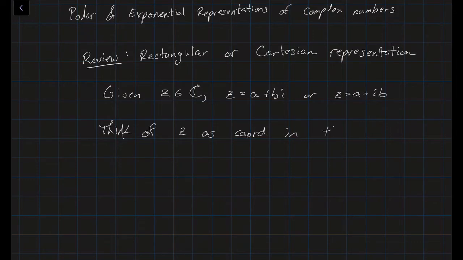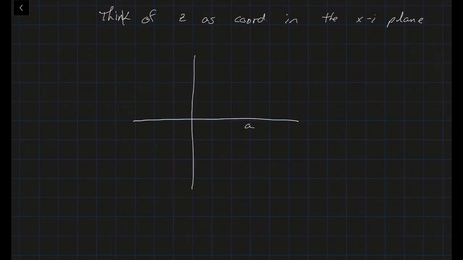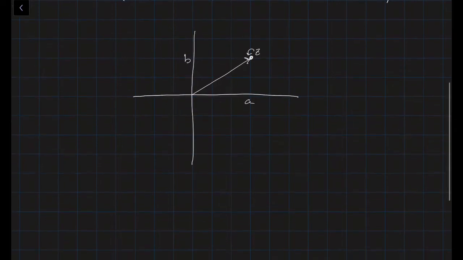And we can actually plot this on a plane just by imagining a rectangle with width a and height b. Or we can think of it as a point with the x-coordinate a and the i-coordinate, or the y-coordinate as we're used to, of b.